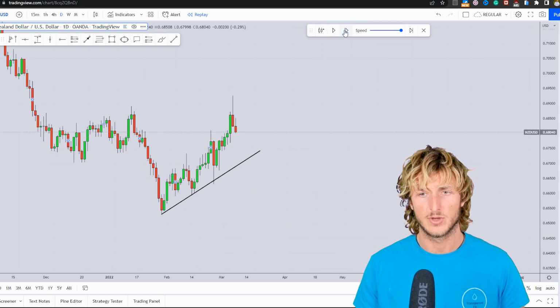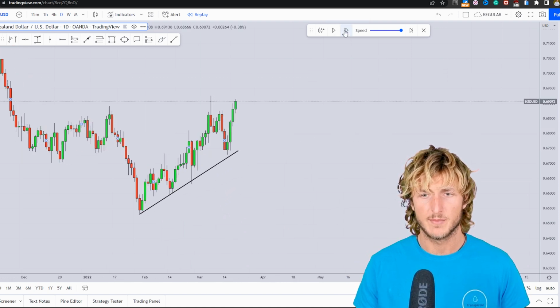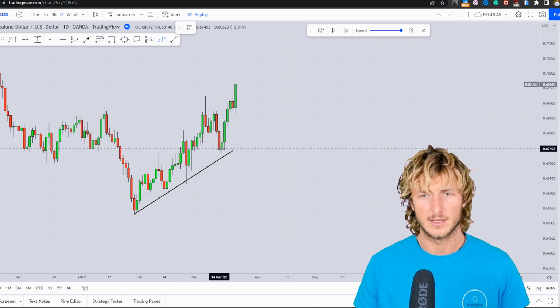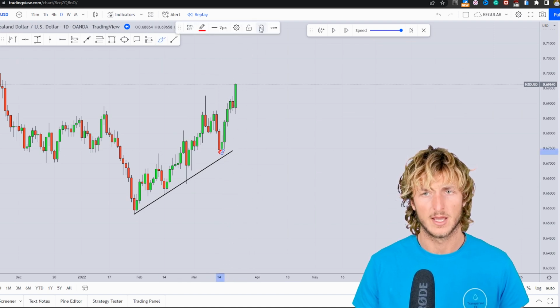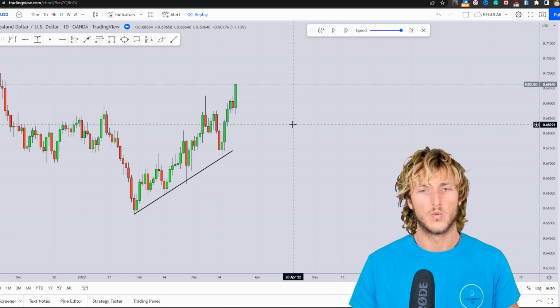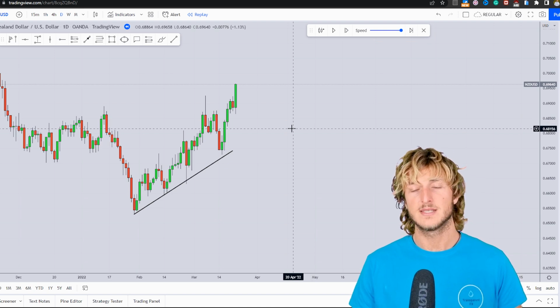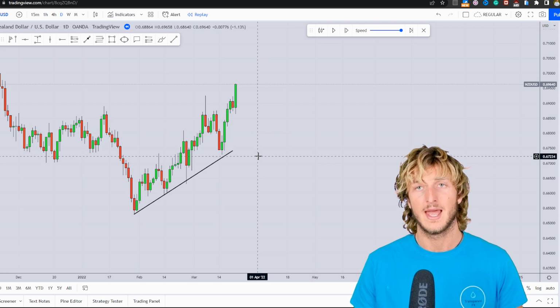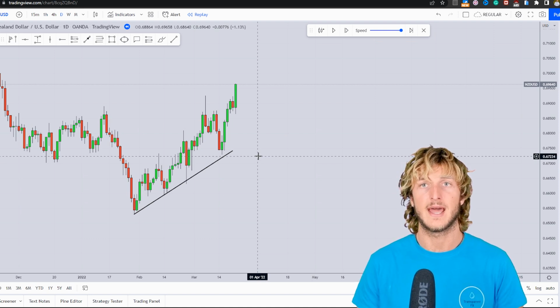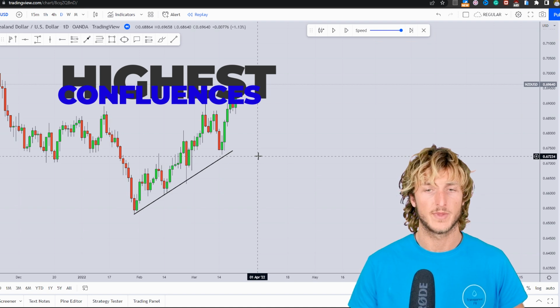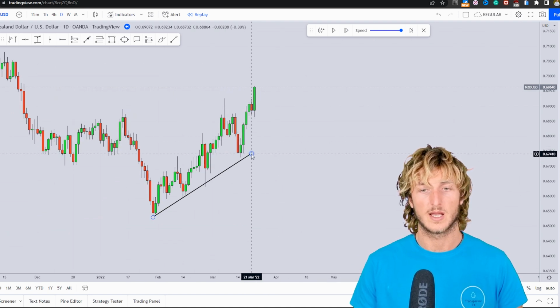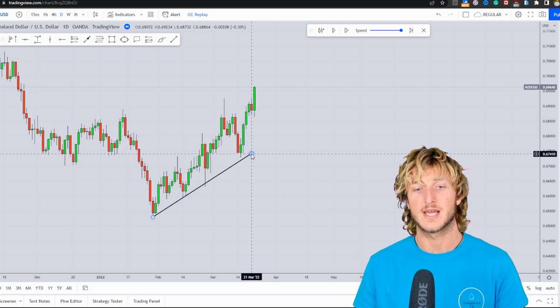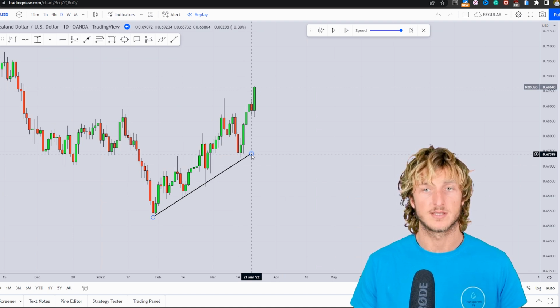In fact, if we keep going here, we can see how the market didn't stop at the trend line. It actually stopped before. Now, if you're asking yourself why that is the case, that is because most of the times the market will actually stop at the level that has the highest confluences. Now, the highest confluence when it comes to the trend line comes if you are touching as many candles as possible with the trend line itself.